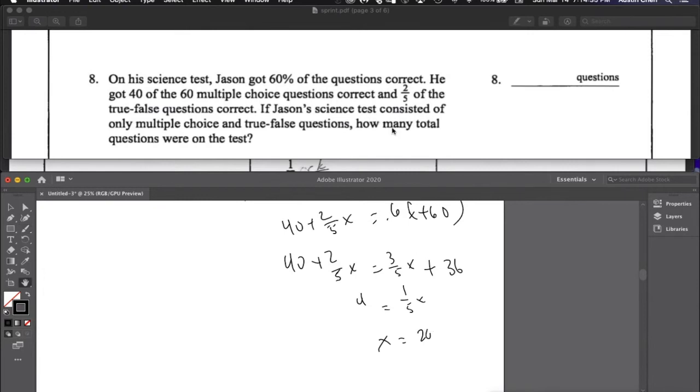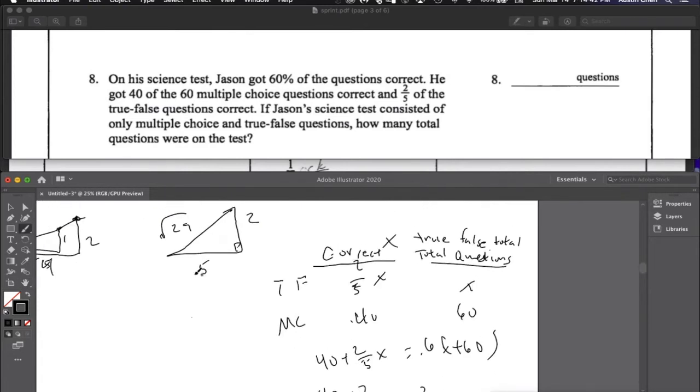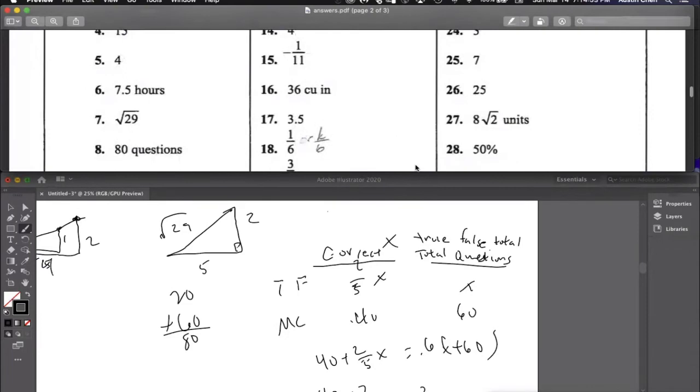Then we want to know how many total questions were on the test. If there are 20 total true-false questions and 60 total multiple choice questions, then our total number of questions is just 80. And that is our answer.